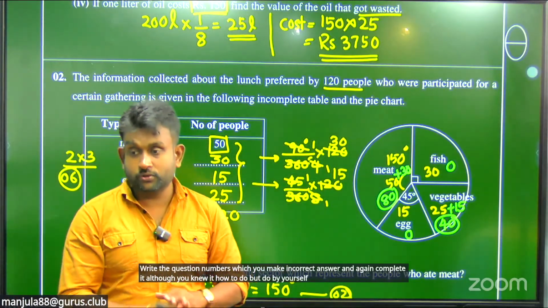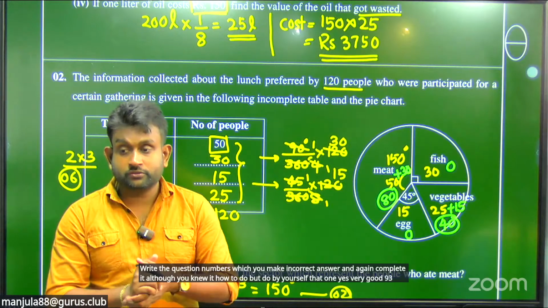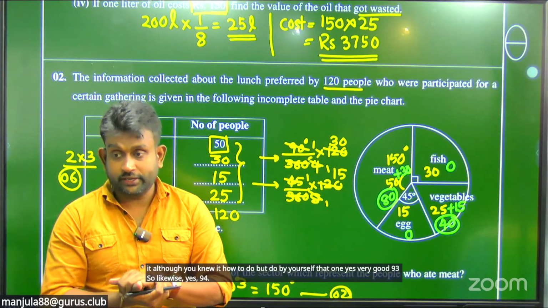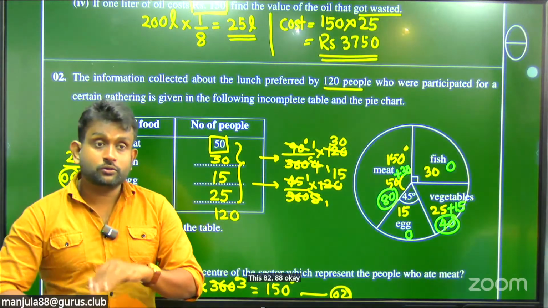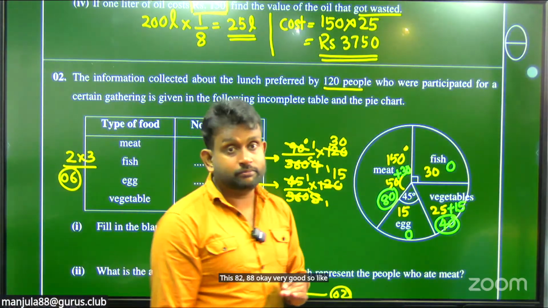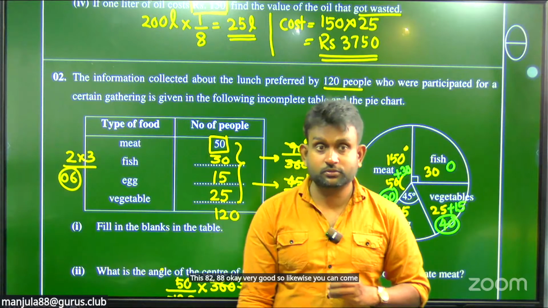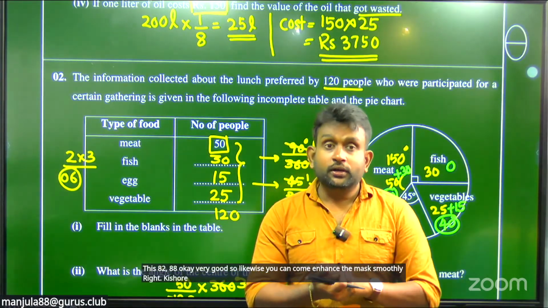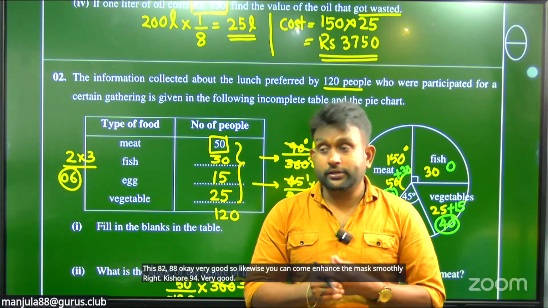Yes, Sanuki, very good, 93. Likewise, yes, 94, yes, 82, 88. Okay, very good. So likewise, you can enhance your marks smoothly, right? Okay, sure, 94, very good. So everyone try to score in that manner.